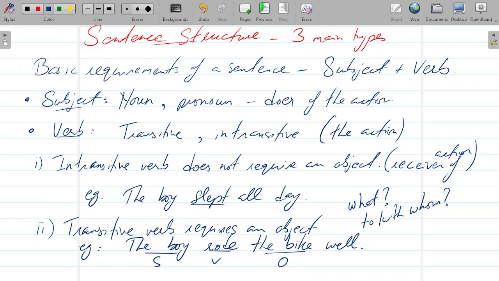No. If the verb requires an answer to what or to whom, so I can, the boy slept and I ask what, that doesn't make sense. I ask with whom, right, and that also doesn't make sense. So that's not transitive. The boy rode, what did he ride? And so that does fit, the question fits, and so that's probably a transitive verb. Is that clear?